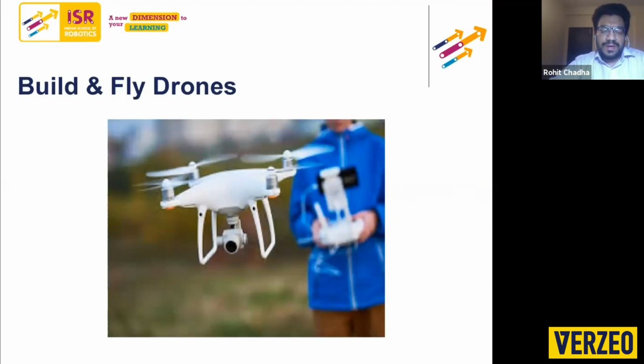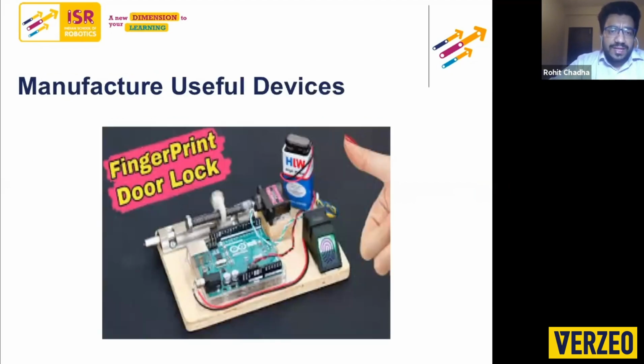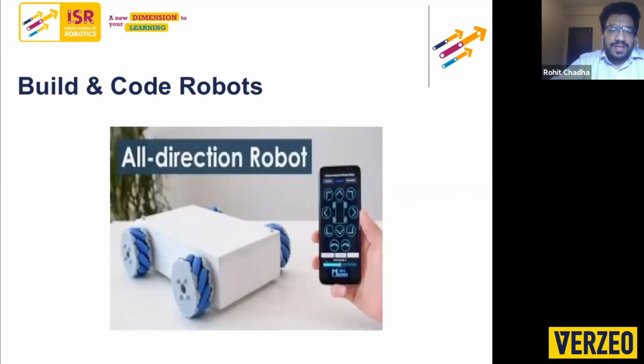We can have a fingerprint door lock instead of a usual door lock with a key. Again, this is a kind of device which we can make using robotics. We can have an all-direction robot. The application could be in a warehouse where we want heavy loads to be shifted from one place to another.